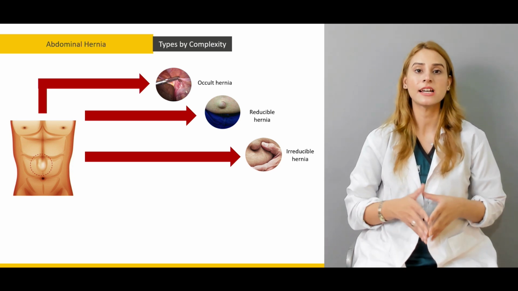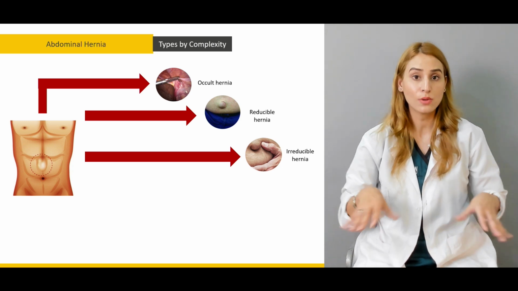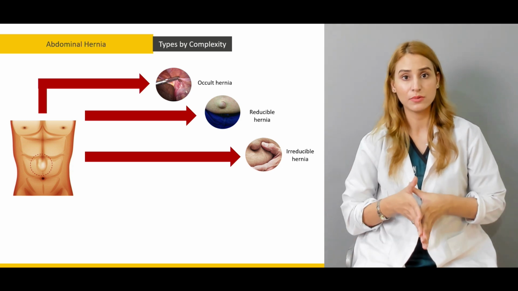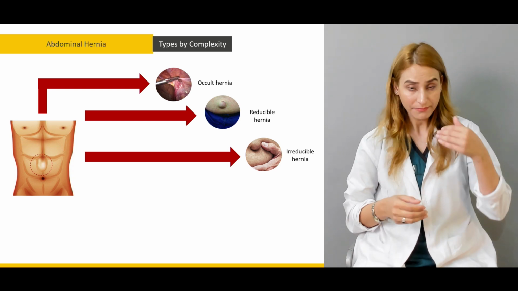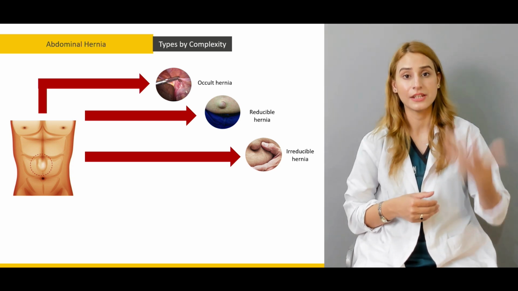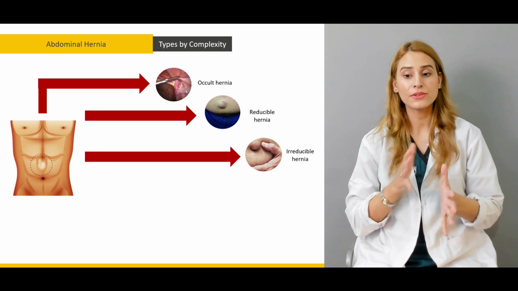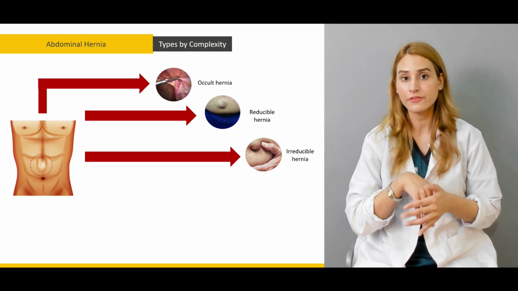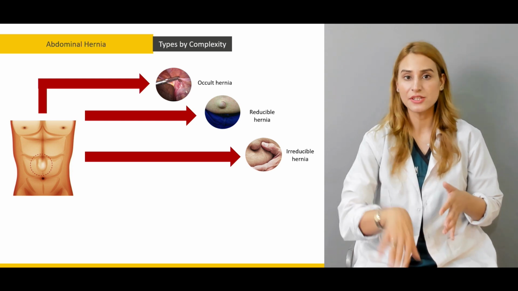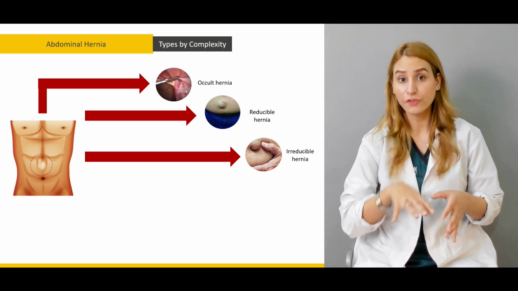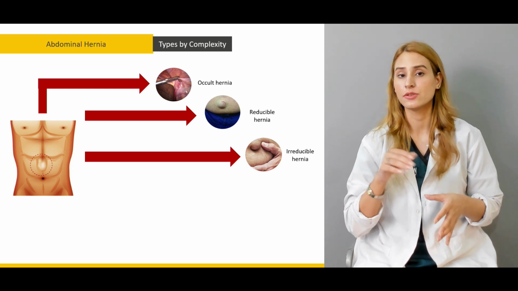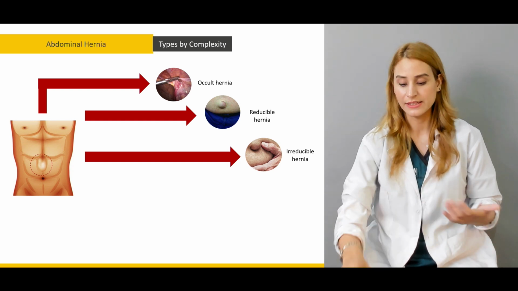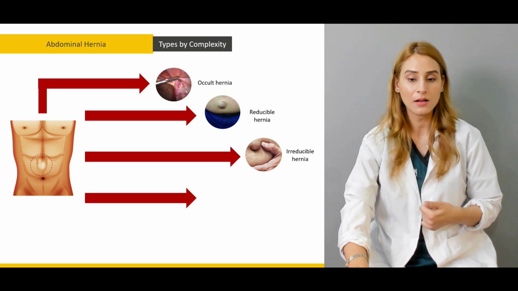So reducible hernias are not so complex, but irreducible hernias are very complex. There's more chance of strangulation, there's more chance of obstruction. These irreducible hernias are very complex as well, because whenever you try to push them back, they are very firm, and if you try to push them back manually, they do not go. So they are basically the complex hernias.